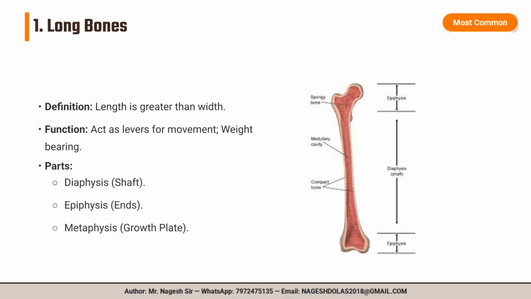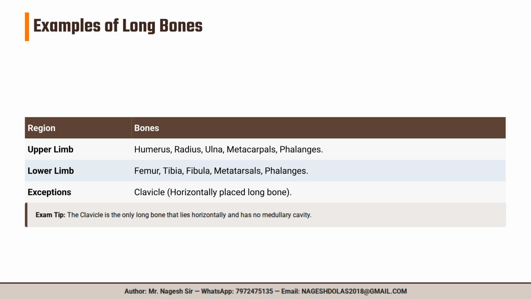Long bones are defined as bones where the length is greater than the width. They function as levers for movement and are weight-bearing. The main parts are the shaft or diaphysis and the ends or epiphysis with the growth plate or metaphysis in between. Examples of long bones include the humerus, radius, and ulna in the upper limb, and the femur, tibia, and fibula in the lower limb. The clavicle is a unique exception, as the only long bone placed horizontally.